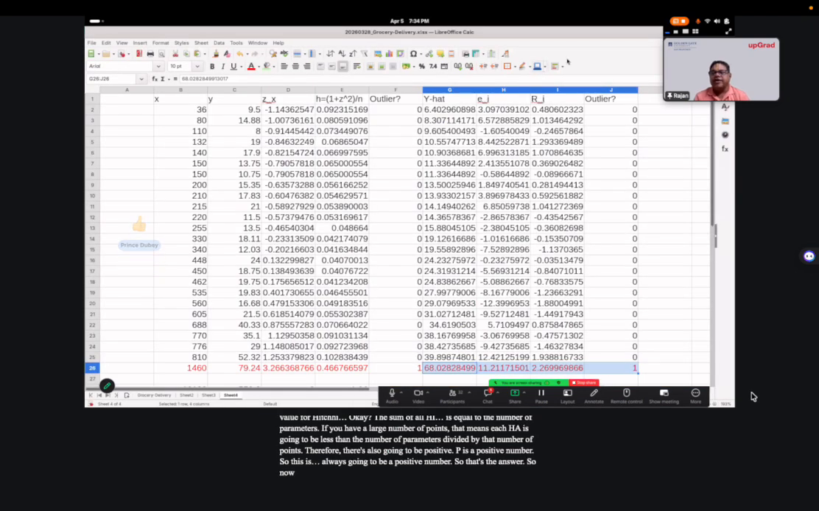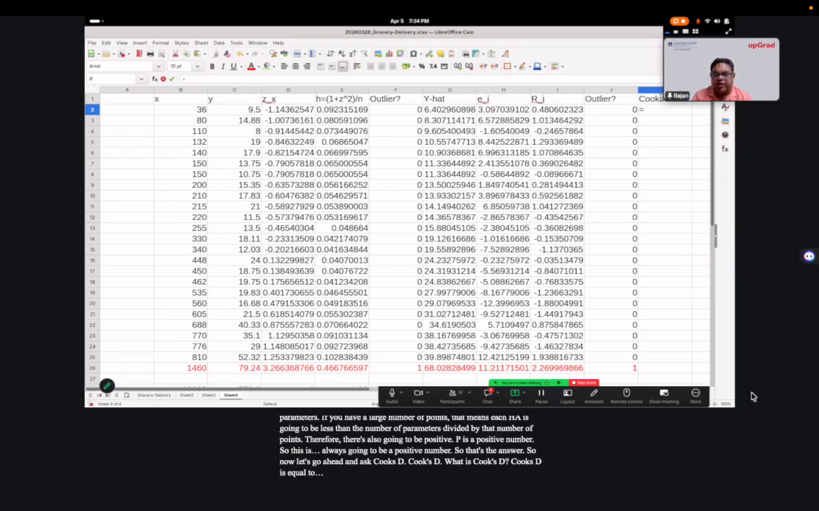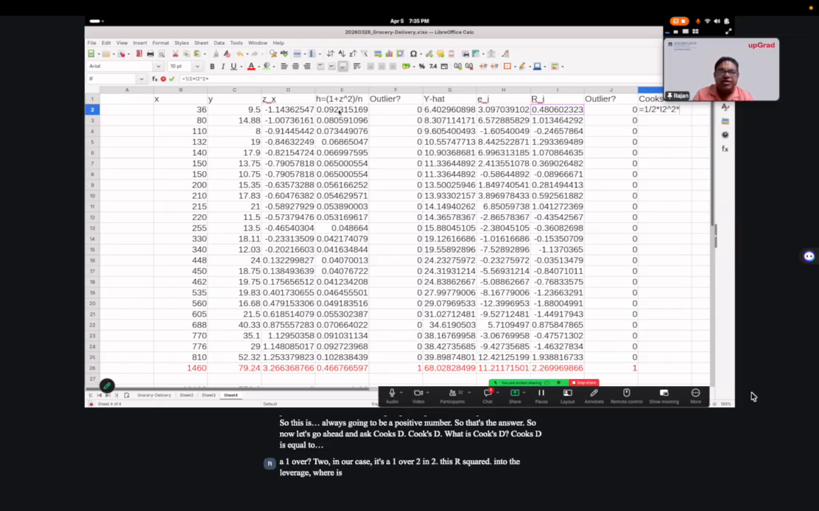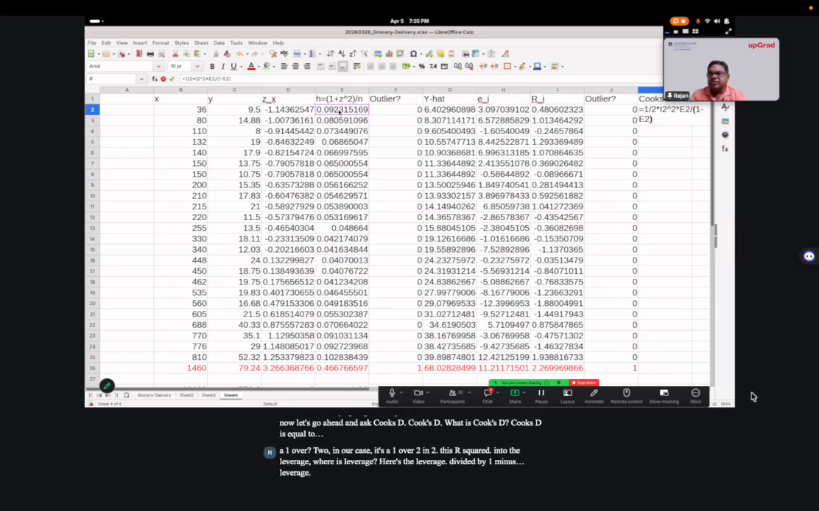So now let's go ahead and ask Cook's D. What is Cook's D? Cook's D is equal to 1 over 2, in our case, into this R squared, into the leverage divided by 1 minus leverage. Okay, that's it. Cook's D. Let's see Cook's D, and let's check all these things.